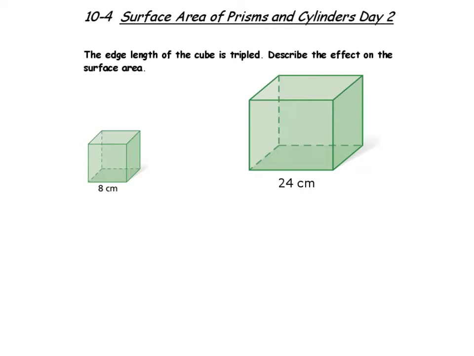So here we've got the edge length being 8. Obviously, we triple it, we get 24. I want you to describe the effects it has on the surface area. So we're going to take a look here, and then we're going to draw some conclusions.